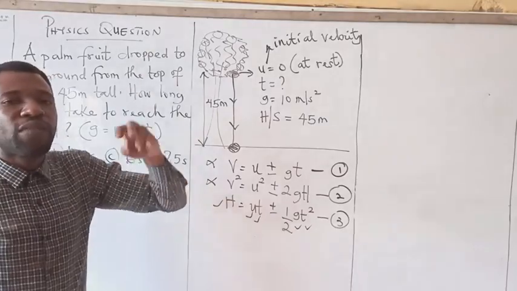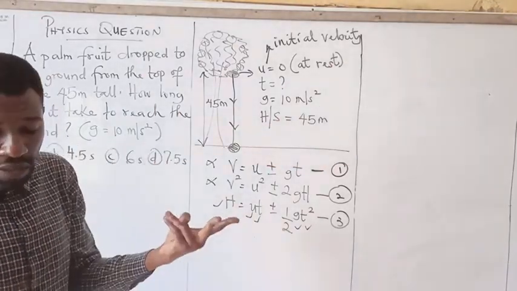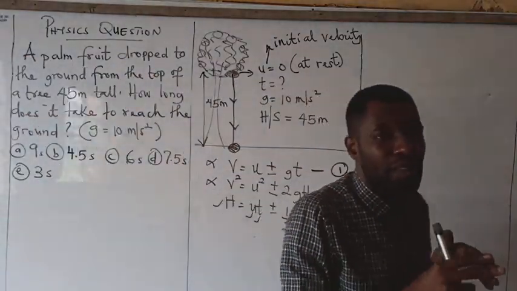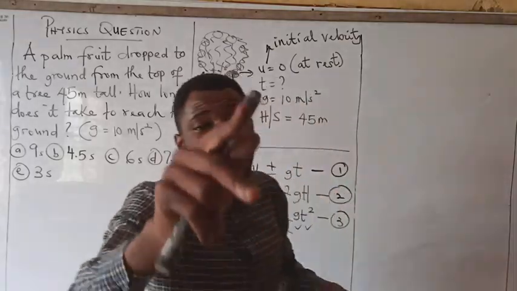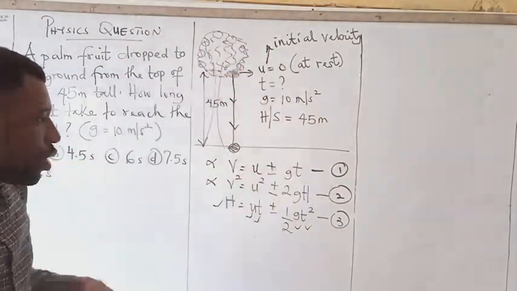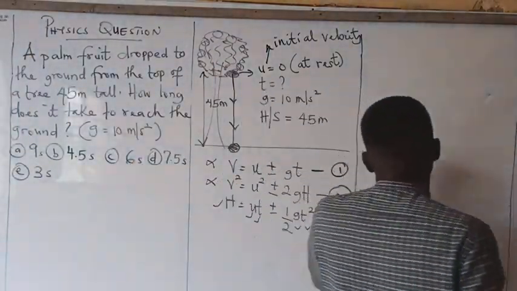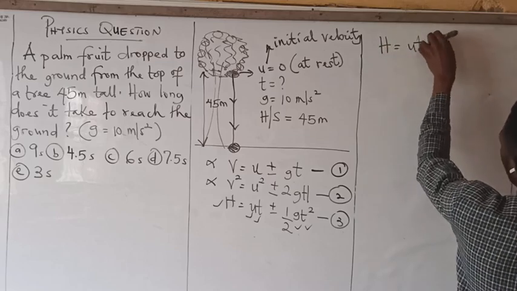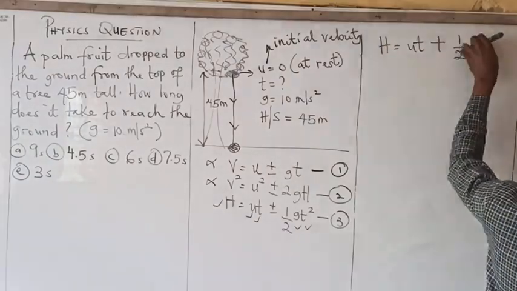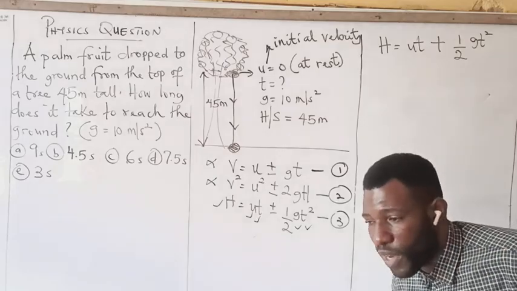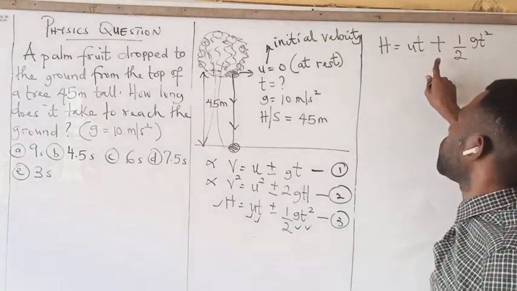Now, you may only be given three parameters, sometimes two. Most of the time you will not be given the initial velocity, but you know that when the body is at rest, the initial velocity is 0. If the body is not at rest, if it is moving, you will be given the initial velocity in the question. So let's proceed with equation 3, which is h equals ut. Don't forget plus half gt squared. Plus, because the fruit is dropping, positive. If I'm throwing the fruit upward, it will be negative.